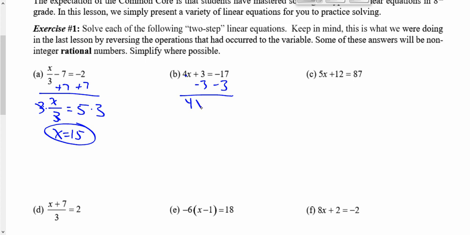So there you got 4x equals negative 20. Divide both sides by 4. x equals negative 5. All right? And part C looks like it's going to act the same way. I guess if you need a calculator for now, everyone just move through these right now. Just go right through them, okay?